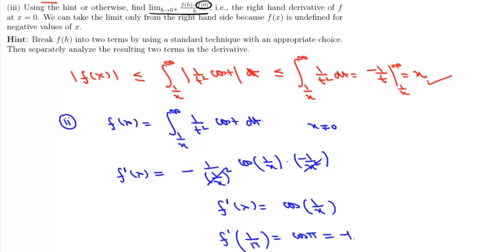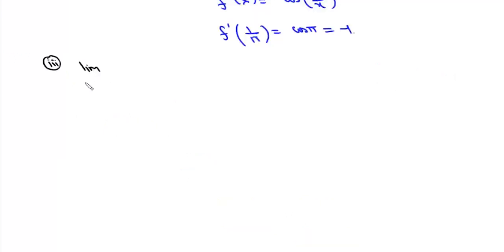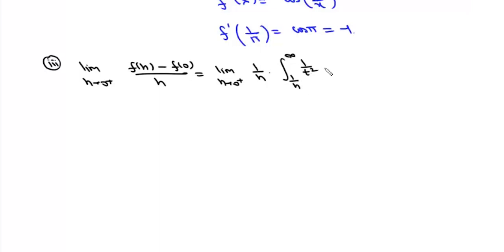So basically we have to find the limit h tends to 0 positive of f(h) minus f(0) upon h, and it will be this limit h tends to 0 positive 1 upon h times the integral from 1 upon h to infinity of 1 upon t square cos t dt, and f(0) is 0. Now we'll solve this question using integration by parts. So this is the first function and this is your second function.